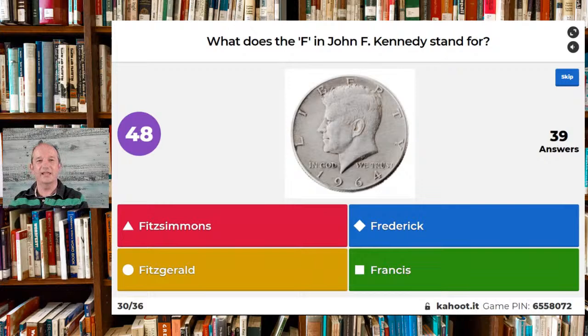Chat keeps moving there. John F. Kennedy. There he is on that coin. I've no idea what coin that is. It's an American one. But what's that F stand for? Fitzsimmons, Fitzgerald, Frederick, or Francis? Last question in this round. I'm falling off the chair. What's the answer? 23 seconds left. 6 questions left after this one. Fitzsimmons, Frederick, Fitzgerald, or Francis? It's a dime, is it? Thank you very much. A quarter or dime, that's the same thing, isn't it?